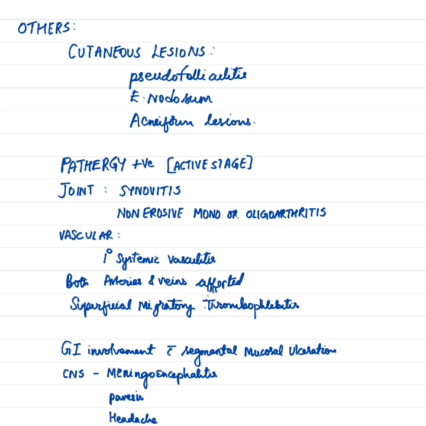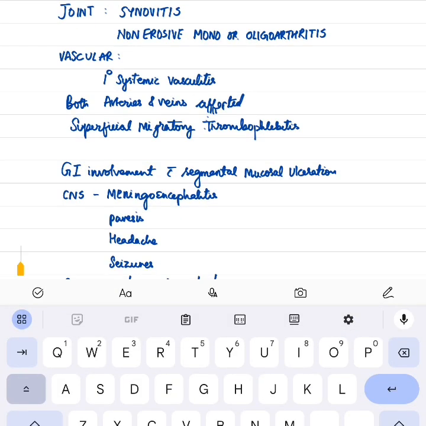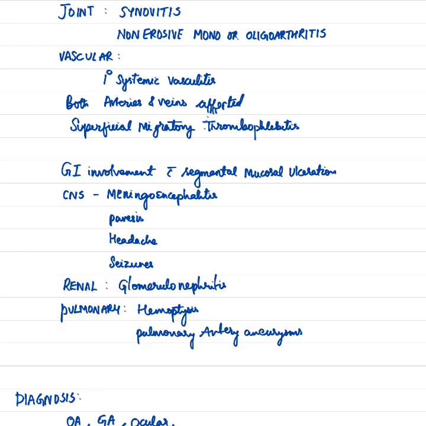That is, a needle prick or an intradermal injection of saline causes a papulopustule at the site of trauma, seen within 24 to 48 hours. This generally represents that the disease is in its active stage. Joint manifestations occur in the form of synovitis and non-erosive mono- or oligoarthritis, and the vascular manifestations are seen in the form of primary systemic vasculitis, where both arteries and veins are affected, and superficial migratory thrombophlebitis is also seen.